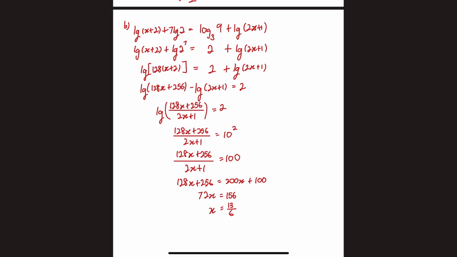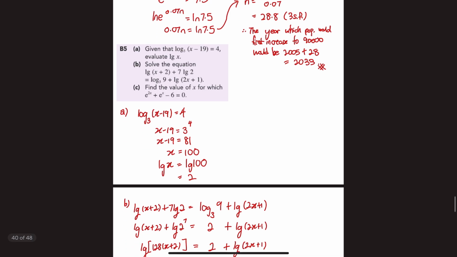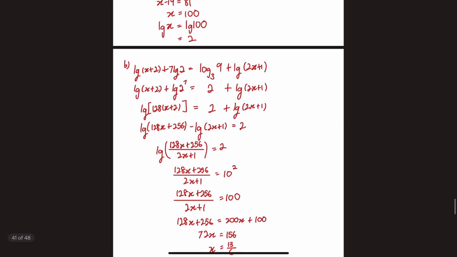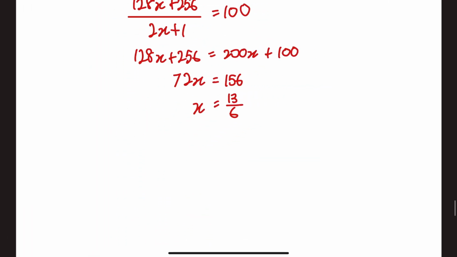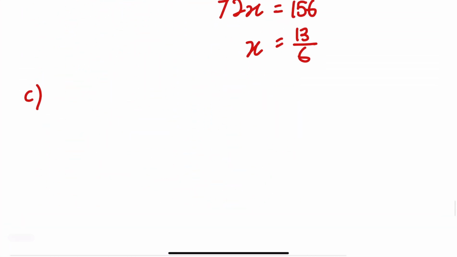Okay, so let's look at the last part here. Part C: find the value of x for which this equation holds. So maybe I write over here, part C. The equation is e to the power 2x plus e to the power x minus 6 equals 0.